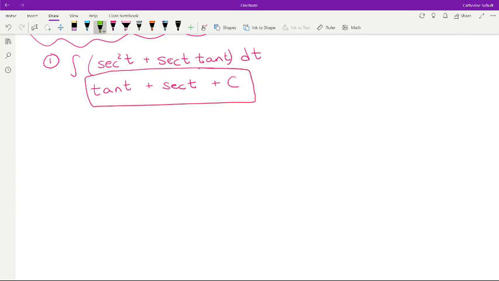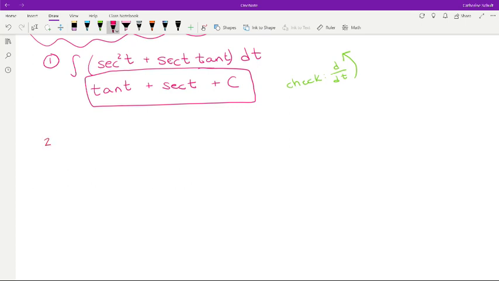Okay, and then remember, if you wanted to check, you can always take the derivative going the opposite direction. Okay, so the derivative of tangent is secant squared. The derivative of secant is secant tangent. The derivative of a constant is 0.